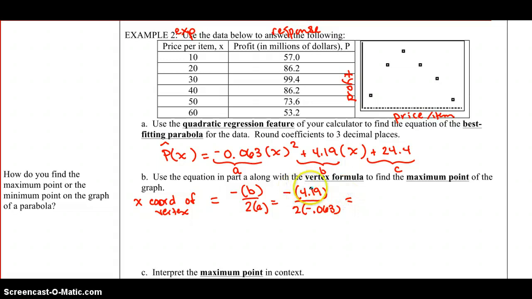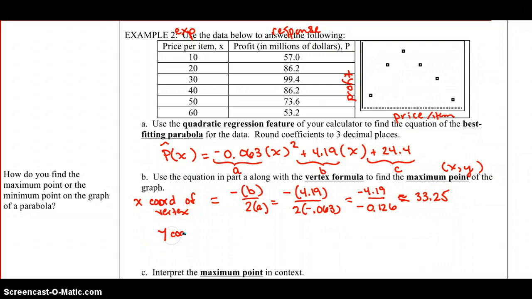So here the opposite of 4.19 is negative 4.19. And twice this quantity we get negative 0.126. And when we divide, we get about 33.25. So again, that's the x-coordinate. So again, the vertex, or this maximum point, should have an x and a y-coordinate associated with it. It is a point on the graph, and so we're going to plug this point in the equation to see what the y-coordinate would be.